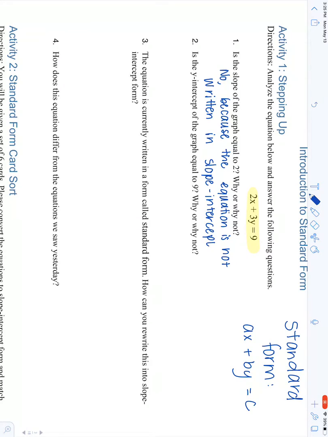Okay, welcome back. So is the slope of the graph equal to 2? Why or why not? It is not, and it's because the equation is not written in slope-intercept form, my apologies. It is written in standard form.